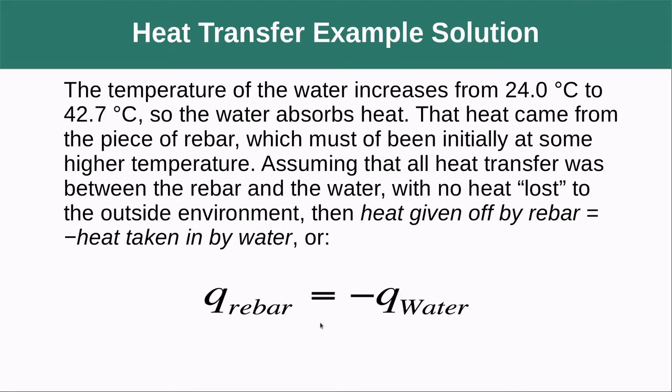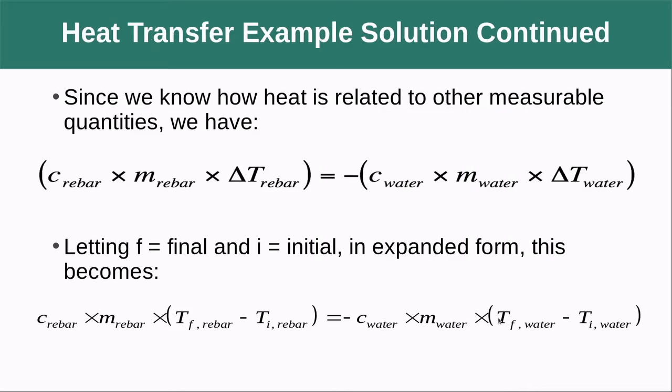So the first thing that we need to recognize here is that the heat lost by the rebar is going to be gained by the water, and therefore Q rebar is going to equal negative Q water. Since we're going to substitute in our definitions for heat, we have the specific heat capacity of the rebar. We have the mass of the rebar. So we could look up the specific heat capacity for steel in table 5.1 to get the specific heat for the rebar. The mass of rebar was given to us in the problem.